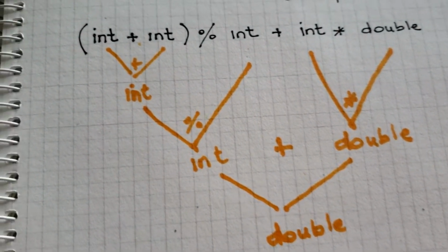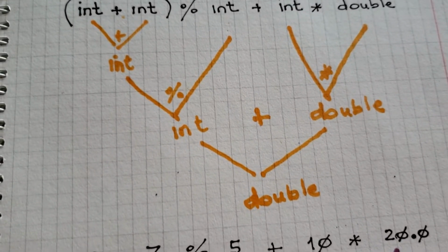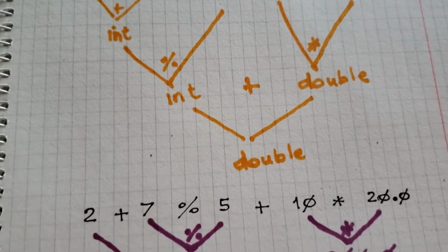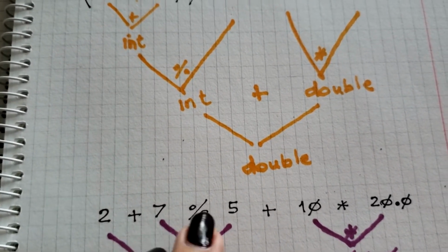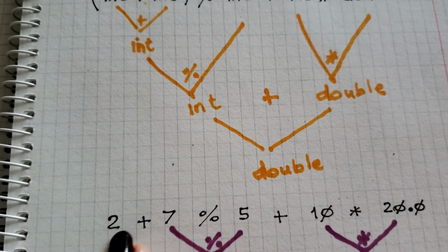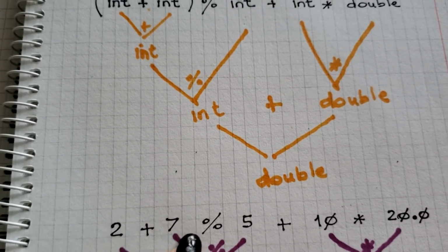Okay, let's see another example now with numbers that have certain data types. This second example has the same operators in the same order. However, I do not have parentheses for the addition.